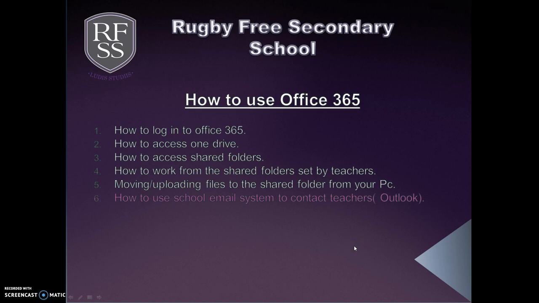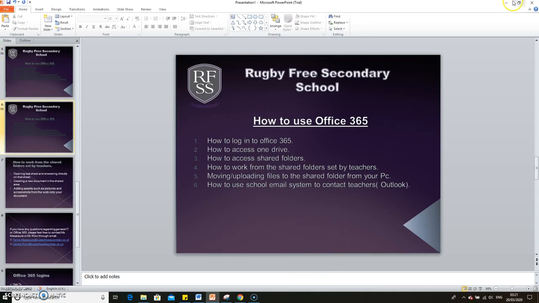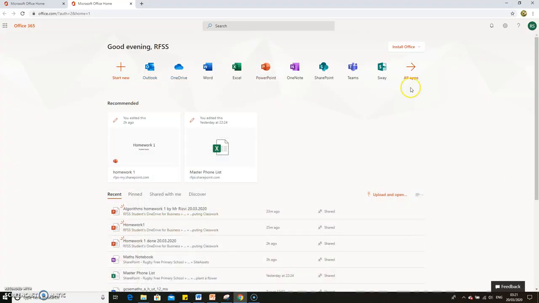In this video tutorial, the last tutorial, let's quickly find out how to use the school email system, which is Outlook. We're quickly going to go into the Office 365 website, and when you log in, you should be able to see that the tab is right at the very front, on the very left-hand side: Outlook. Simply click on that.